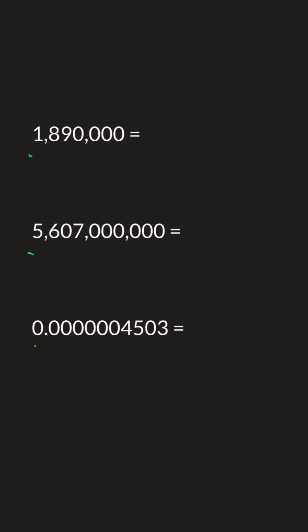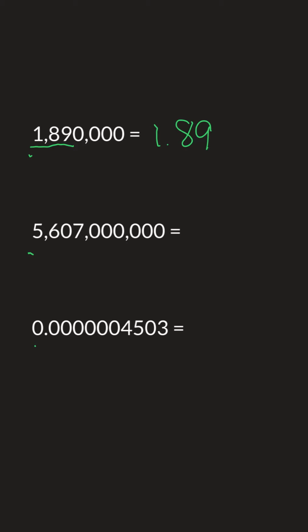So the first step in scientific notation is to find all the non-zero numbers, and after the first non-zero number, let's look at this first one here. These are all not zeros. So I'm going to put a decimal point after the first one and write the other non-zero numbers behind it. So that's step one.